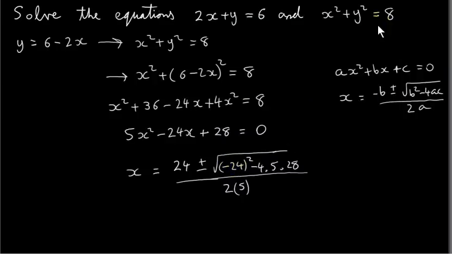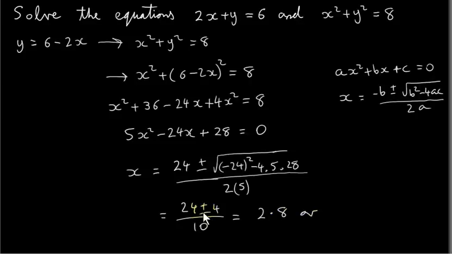So we end up with 24 plus or minus 4 divided by 2 5s are 10. So we get two answers. If we take the plus sign here, we get 24 plus 4. That's 28 divided by 10. 28 divided by 10 is 2.8.